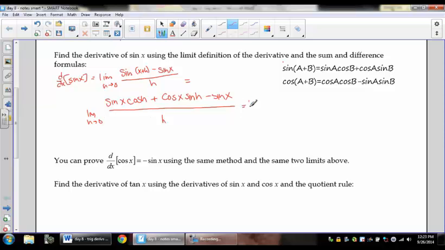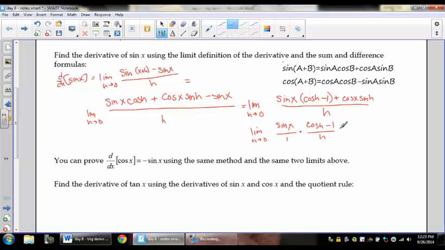Now, I'm going to rearrange this a little bit and take the limit as h approaches 0. And I'm going to factor out sine x. So sine x is being multiplied by cosine h minus 1, and then I still have a plus cosine x sine h on top, and that's all over h. Then I'm going to write this as two fractions: the limit as h approaches 0 of sine x times cosine h minus 1 over h plus cosine x times sine h over h.